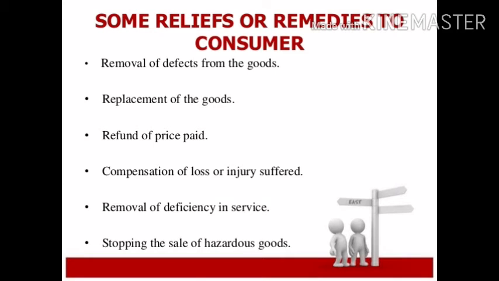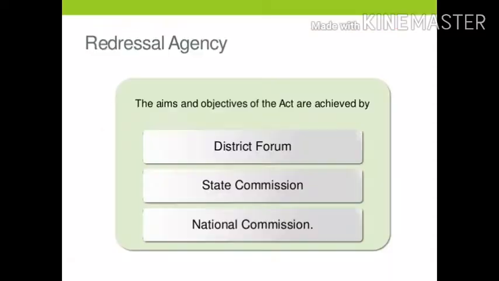Some reliefs or remedies to consumer. First is removal of defects from the goods, replacement of the goods, refund of price paid, compensation of loss or injury suffered, removal of deficiency in service, and stopping the sale of hazardous goods. We come to the various redressal agencies. So under this, we have 3 levels where we can file our grievances. First is District Forum, second is State Commission, and the third is National Commission.